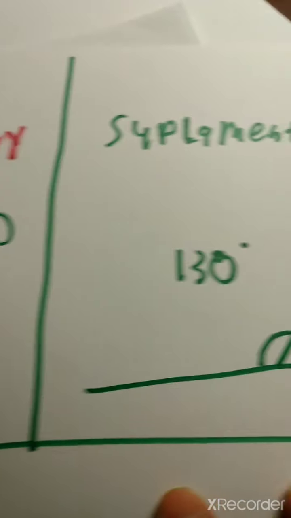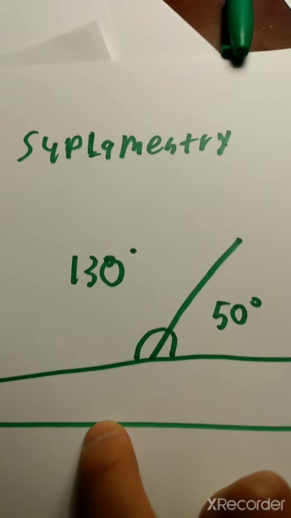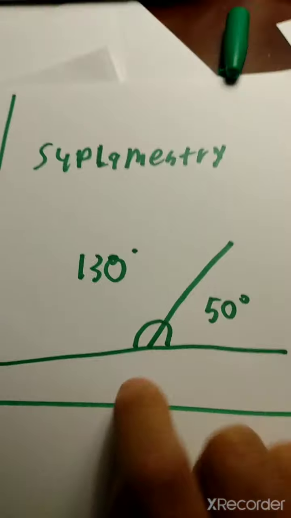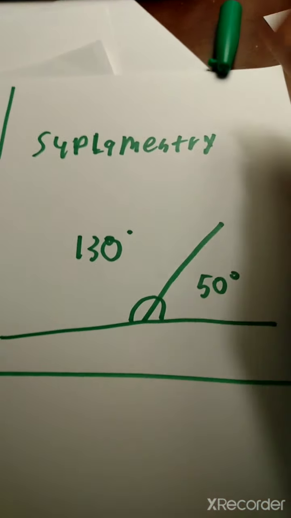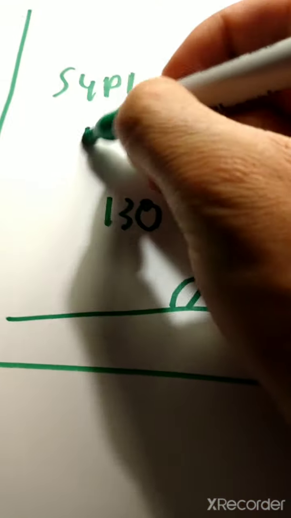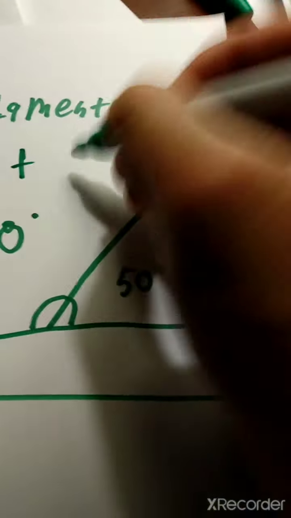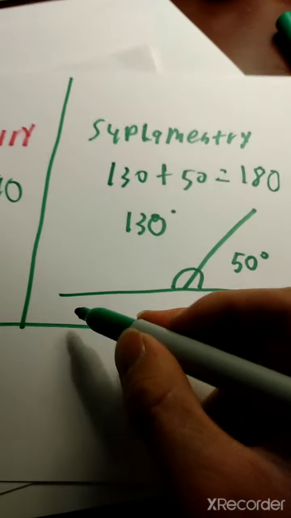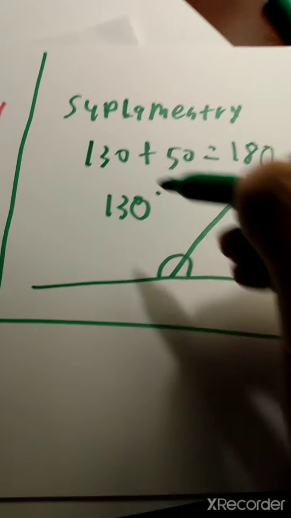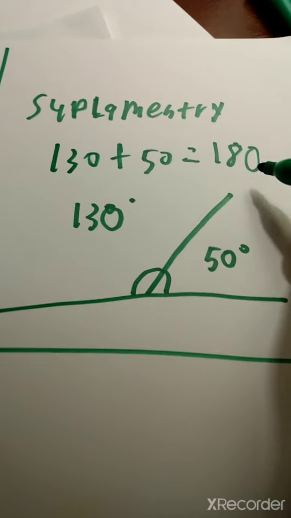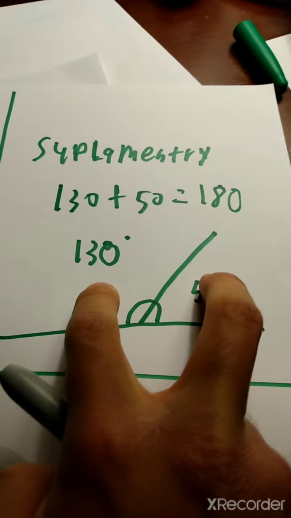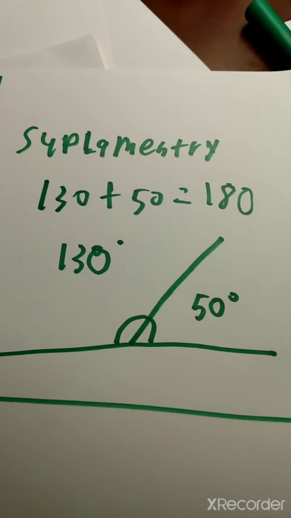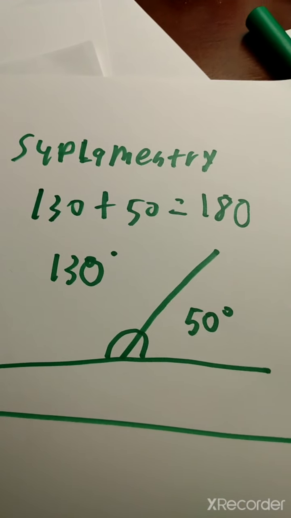Our second kind of angle we'll be reviewing is a supplementary angle. Supplementary angles add up to 180 degrees. For example, 130 plus 50 equals 180. 180 degrees is a straight line. Remember, two angles that add up to 180 degrees. Like this, for example.